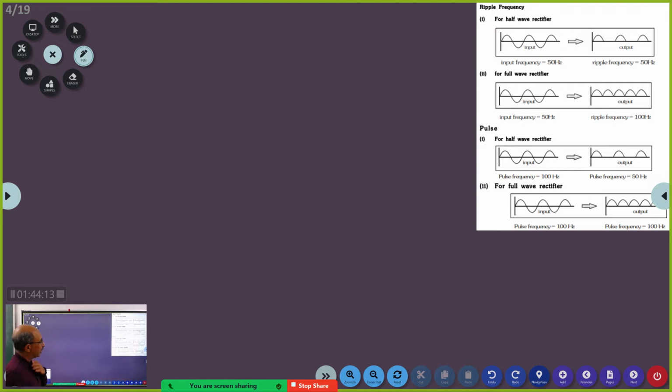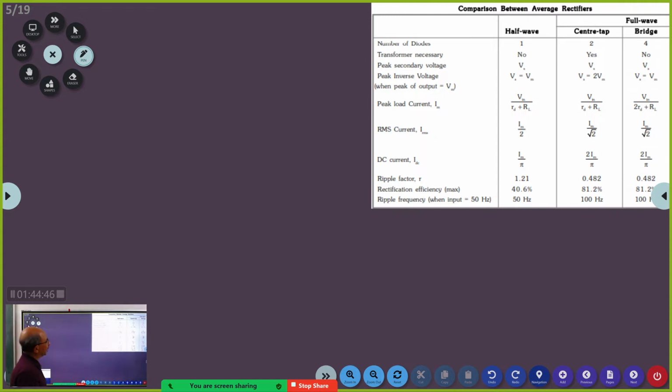Okay. Now, quick recognition. See, I have made precise notes so that I can teach all these things quickly. For full wave rectifier, if the input waveform is, supposing, 50 Hz, the output will also have 50 Hz. For full wave, input is 50 Hz, the ripple frequency will be 100 Hz. And here you see, sometimes the name used is pulsating DC. So then this word pulse will be used. That's it. Okay, the frequencies will be what?